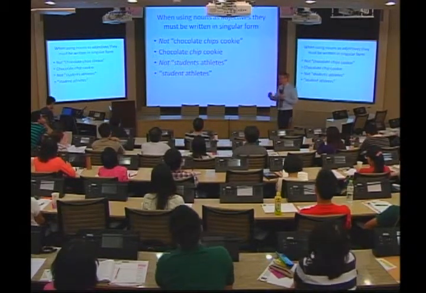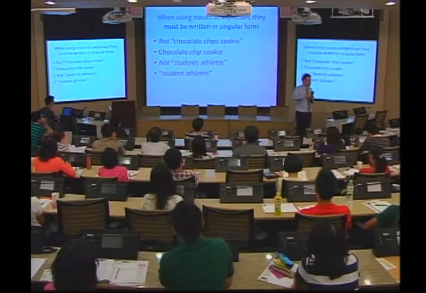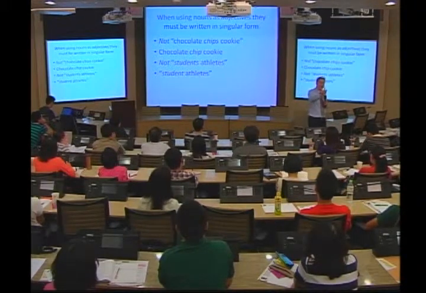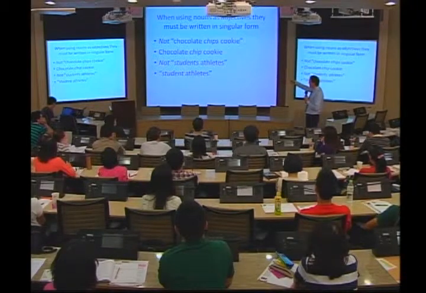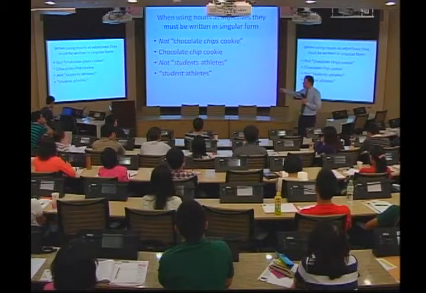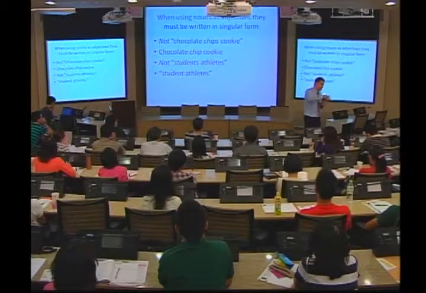Of course, every time we use a noun to describe another noun, we use the singular form of the noun. For example, we don't say "chocolate chips cookie," right? We say "chocolate chip cookie." Or "students athletes"? No, we say "student athletes." It's just one when you're using a noun to describe as an adjective.